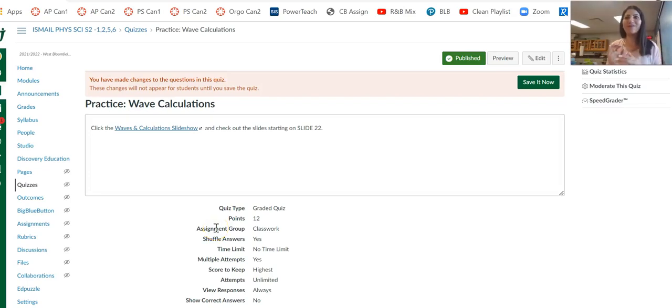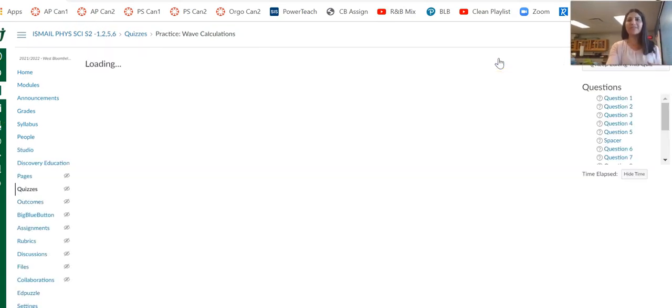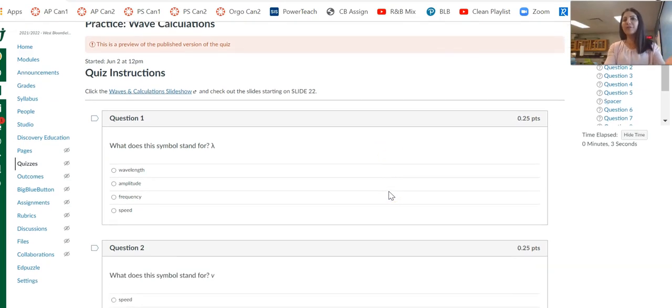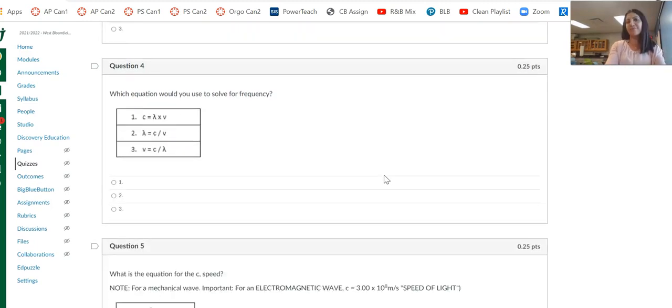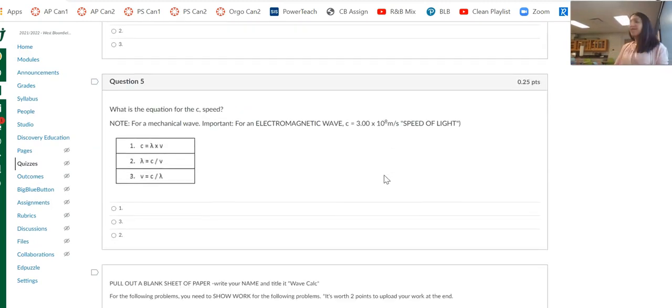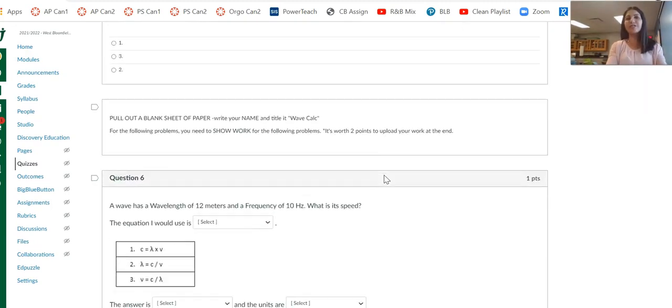So what we're going to be talking about are wave calculations right now. There's going to be a practice on wave calculations. If I take a look at the preview of this, it's going to be some pretty easy questions, like what does this symbol stand for? What does the other one stand for? You can see you get points for answering them correctly. There are unlimited chances. What's the equation for C?